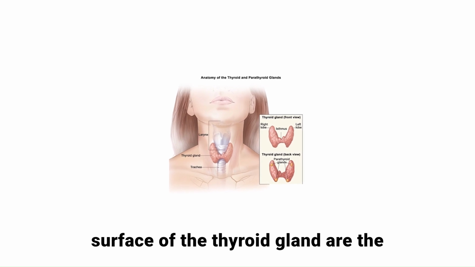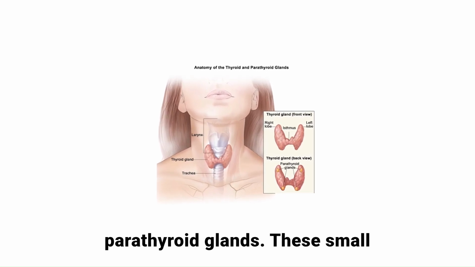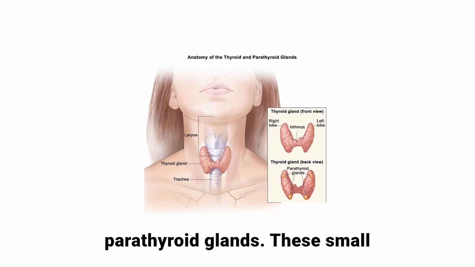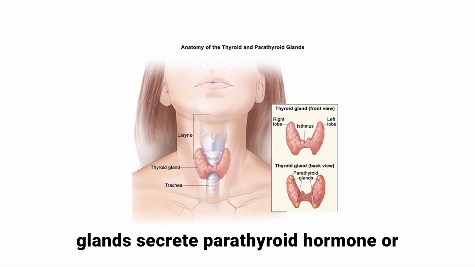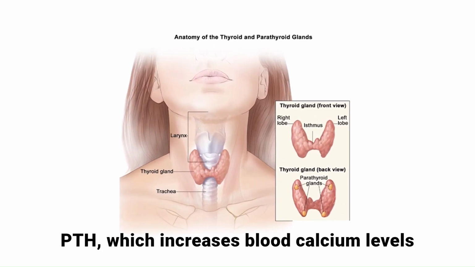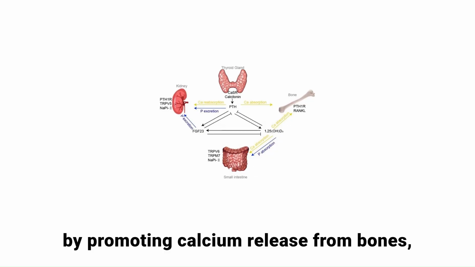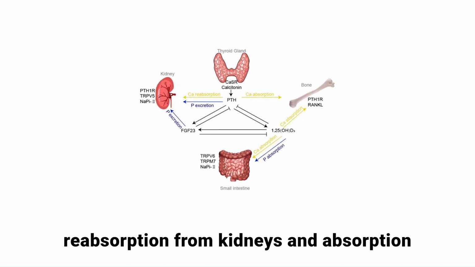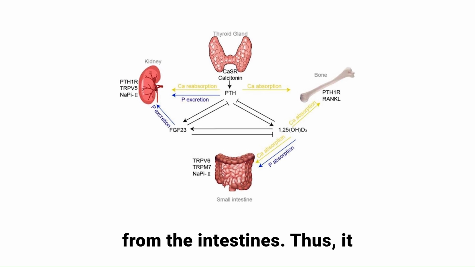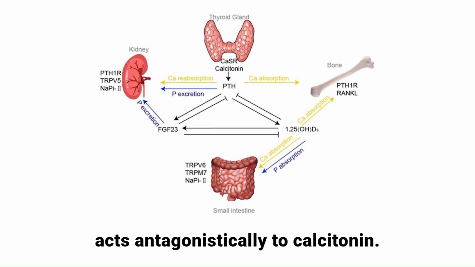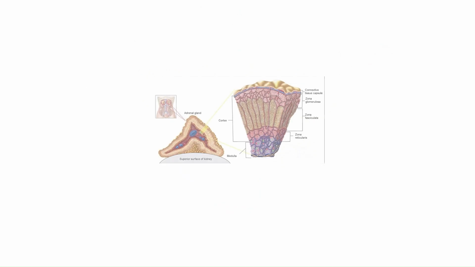Located on the posterior surface of the thyroid gland are the parathyroid glands. These small glands secrete parathyroid hormone, or PTH, which increases blood calcium levels by promoting calcium release from bones, reabsorption from kidneys, and absorption from the intestines. Thus, it acts antagonistically to calcitonin.